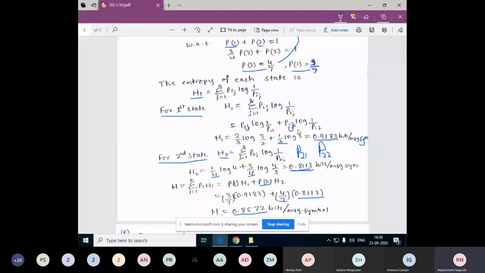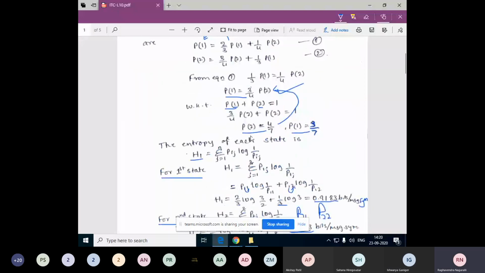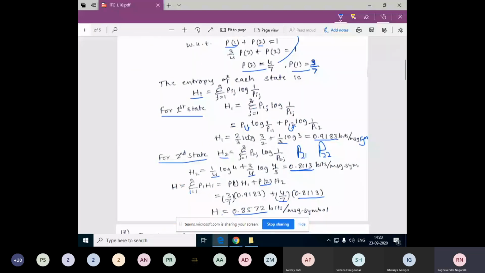Any doubts in the first sub question? No, sir. Okay, shall we go to the second one? Yes, sir. For the first sub question, we have already seen many problems regarding how to calculate the entropy of the source in the previous class also. So let's skip to the second part now.